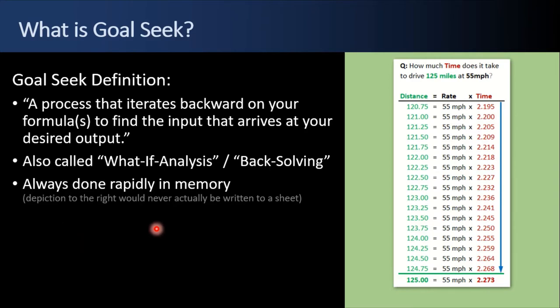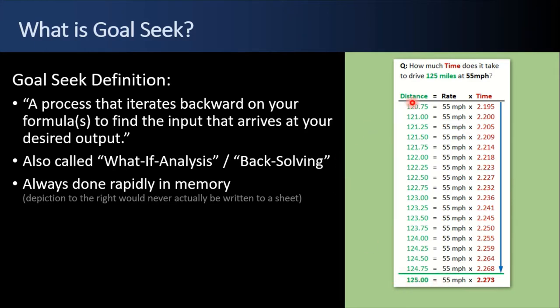The depiction on the right would never actually be written to a sheet. In my example here, that would never be done by Goal Seek, all of this stuff would be hidden. I set up an equation that's distance equals rate times time. And I set up my output cell of 125 miles. And I have a value of 55 miles an hour for my rate in a formula. And then I want Excel to iterate and figure out what the time is that it will take at 55 miles an hour to arrive at 125 miles traveled.